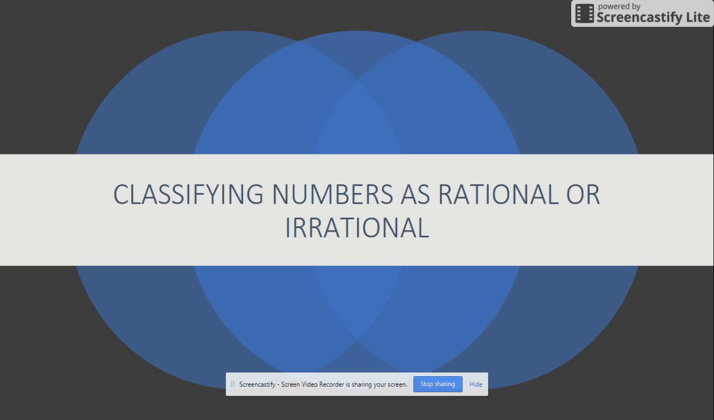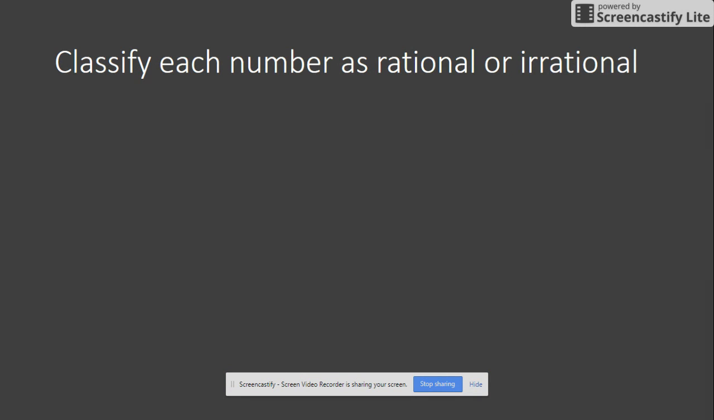Okay, so we're looking at classifying our numbers as either rational or irrational. Now, before I begin, I want you to think about what the word means. Rational normally means somebody who's calm, somebody who makes sense, and irrational would be somebody who's crazy, wild, and doesn't make sense. And this is true for numbers as well.